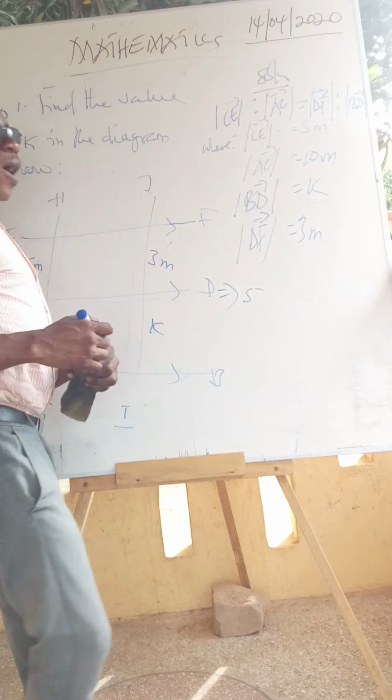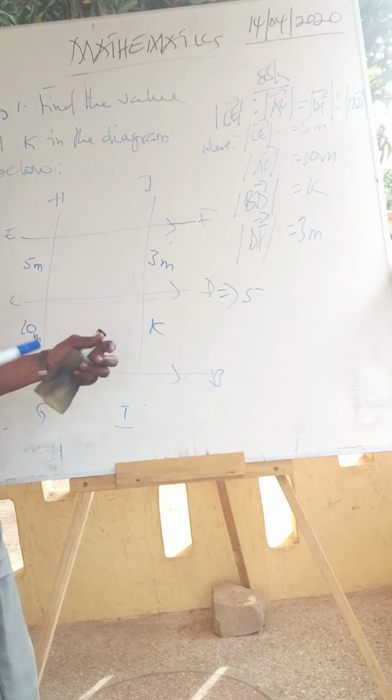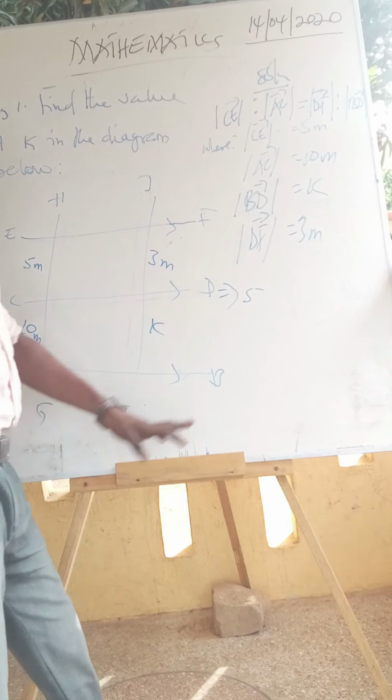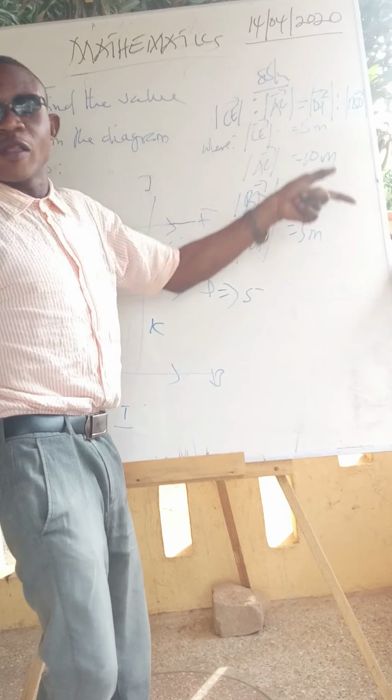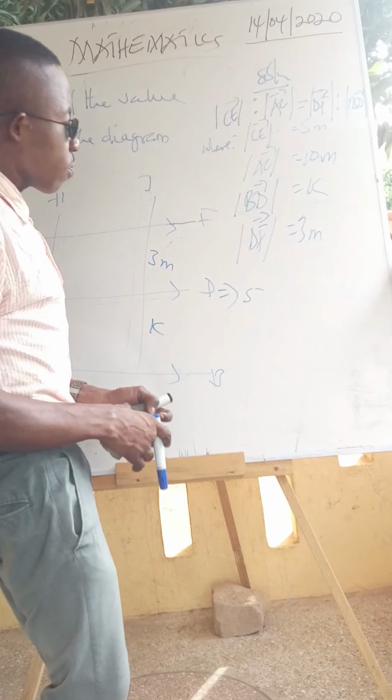before you can take the ratios or fractions of them, make sure they are in the same unit. Here, meters. But if one is in kilometers or kilograms or centimeters, you have to convert it to meters. So take note of that.